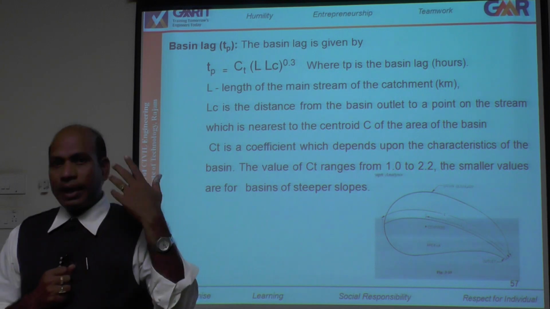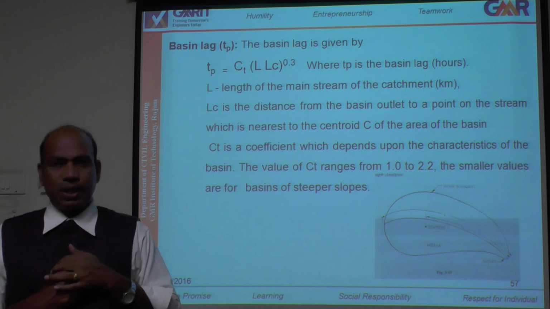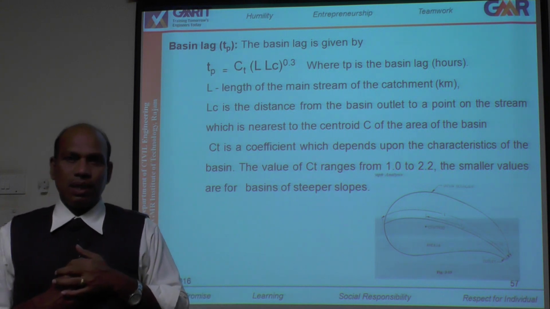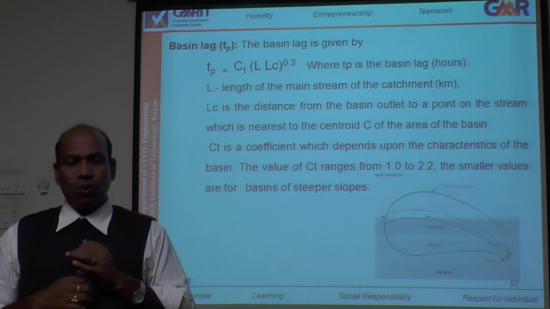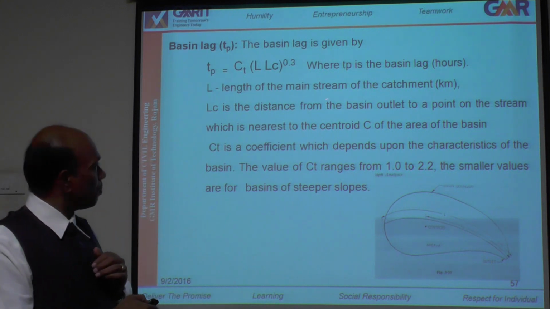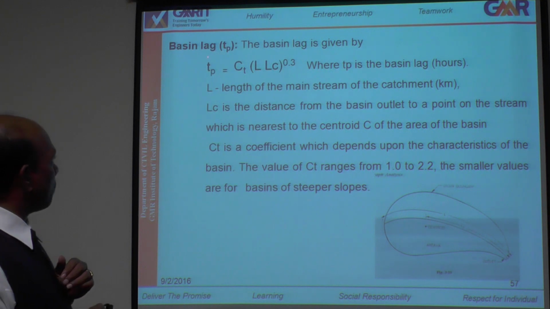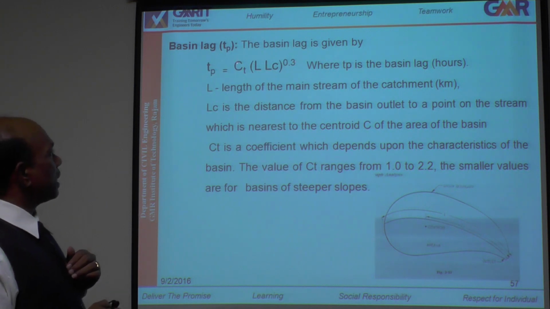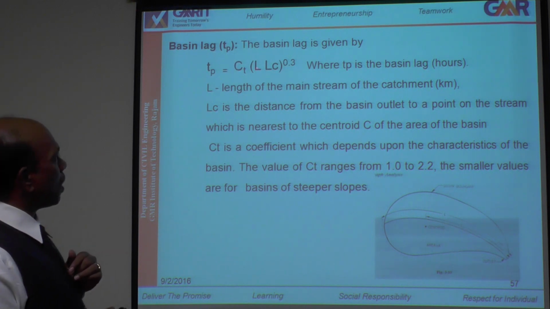Basin lag. I already told you the definition of basin lag. It is the duration between the centroid of the drainage basin and the peak discharge. Scientists have given one formula for the calculation of basin lag, denoted by Tp: Tp = Ct × (L × Lc)^0.3. Here Ct depends upon the basin characteristics, and L is the total length of the basin.